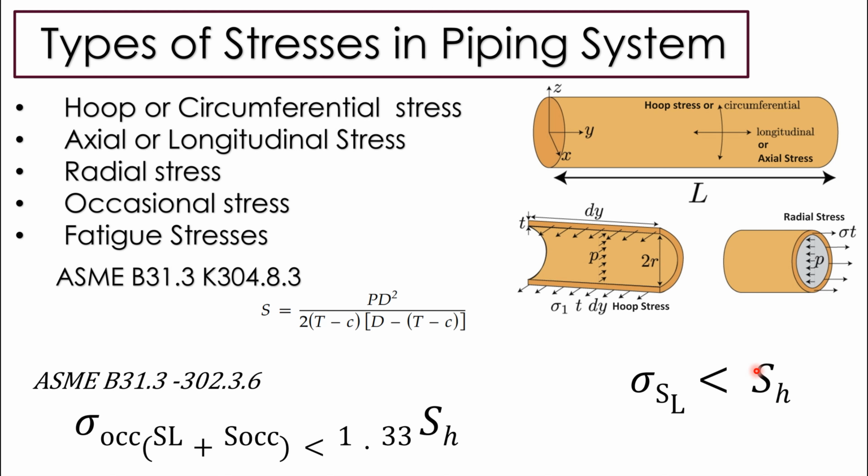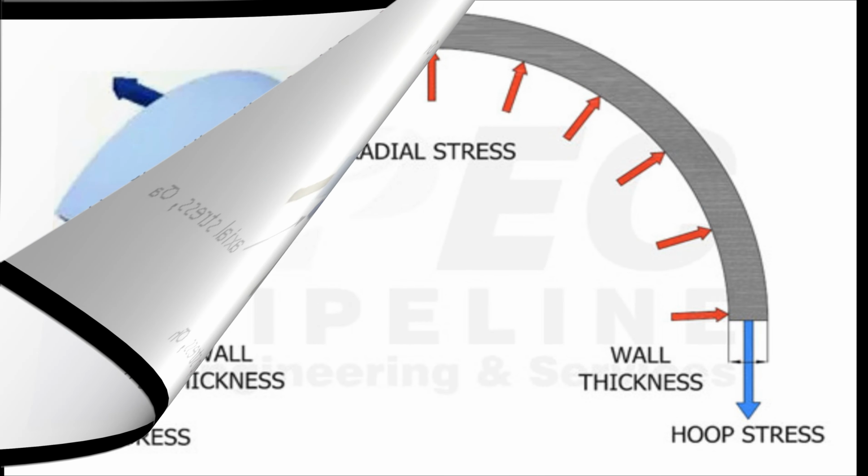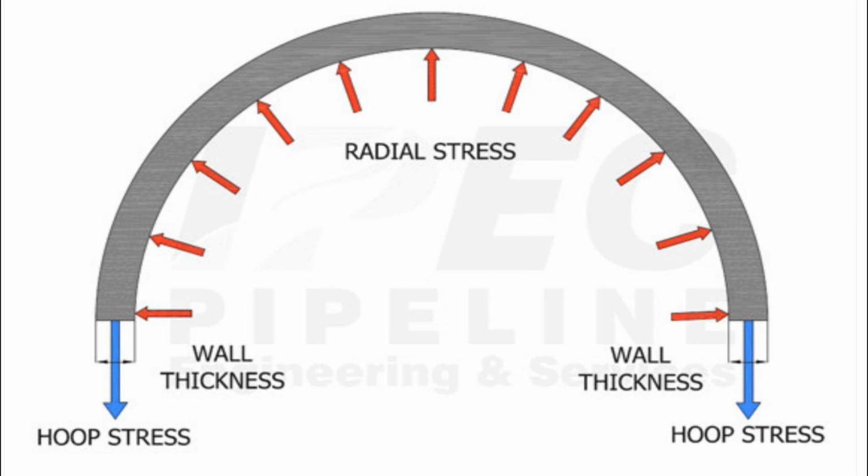as per B31.3. As you can see in this picture, the stresses developed along the axial direction of the pipe are called the longitudinal or axial stresses. The stresses developed along the length of the pipe in a wall are called the hoop stresses. And the radial stresses are developed in the circumferential direction of the pipe.